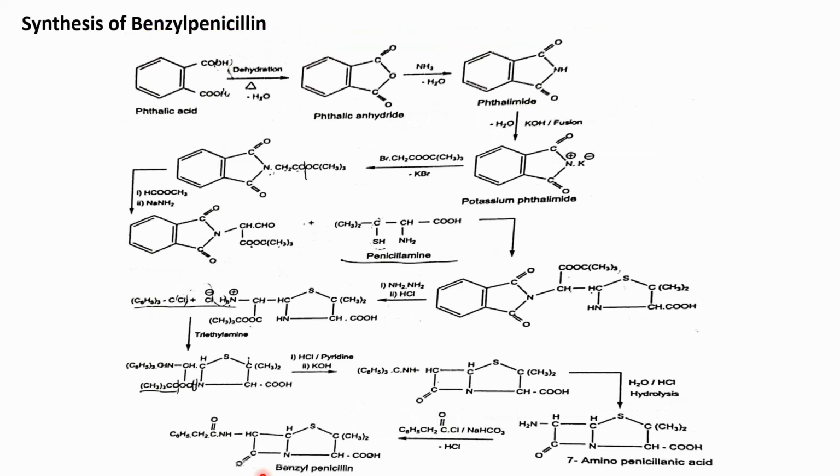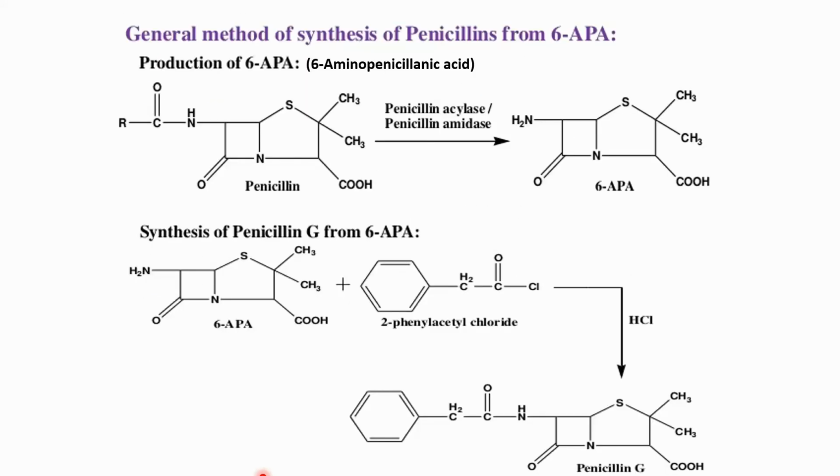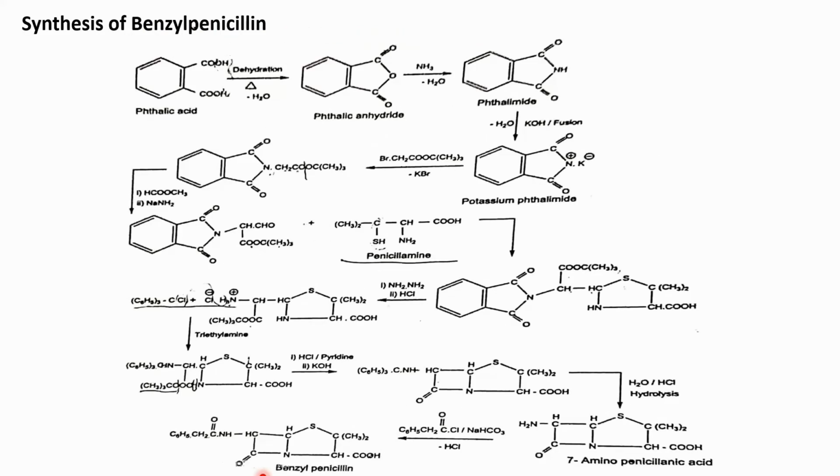Next is the synthesis of benzyl penicillin. Penicillin G is synthesized here, and now benzyl penicillin. These two are very important syntheses. Here you can see phthalic acid is used for the synthesis of benzyl penicillin. In some examinations, they will ask about the initial substrate. In that case, you can write that phthalic acid is used as the initial substrate for the synthesis of benzyl penicillin. Here the dehydration process takes place, meaning the removal of a water molecule.